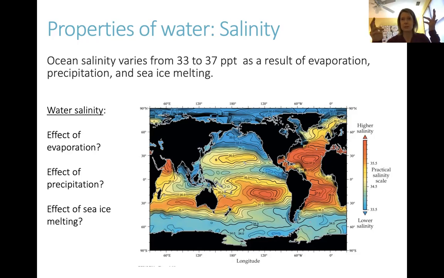Same with sea ice melting. It's just a different source of fresh water. So sea ice is mostly fresh water. There could be some salt bound up in it, but it's mostly fresh water. If you have more sea ice melting, you have decreased salinity.